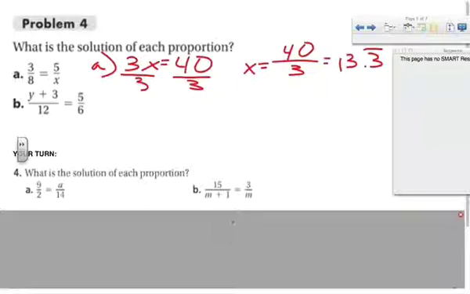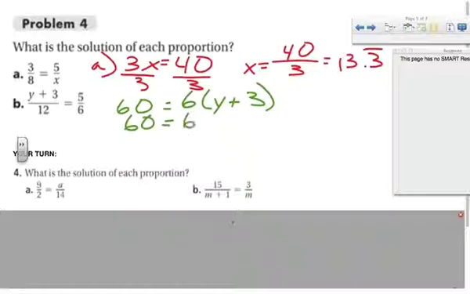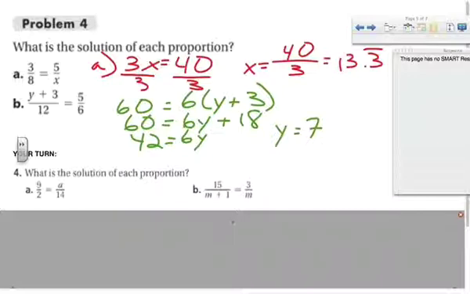For part B, what I really want to stress to you that you need to be careful of is distributing. So some of you might benefit from rewriting this cross multiplication as, well, 12 times 5 you know is 60. And then you know you're multiplying the 6 times the y plus 3. Some of you may benefit from writing this extra step, just so that you don't forget to multiply that 6 by everything in that part of the proportion. So, 60 equals 6y plus 18. 6y equals 42. And when we divide both sides by 6, y equals 7.